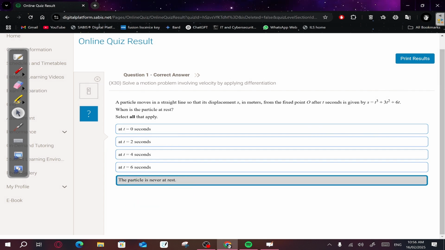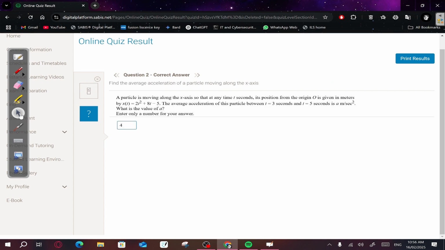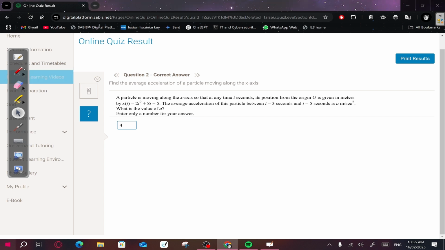Okay, question 2. A particle is moving along the x-axis, so that at any time t seconds, its position from the origin is given in meters by x of t equals 2t squared minus 8t minus 5. The average acceleration of this particle between t and 3 seconds. Okay, they want the average acceleration.